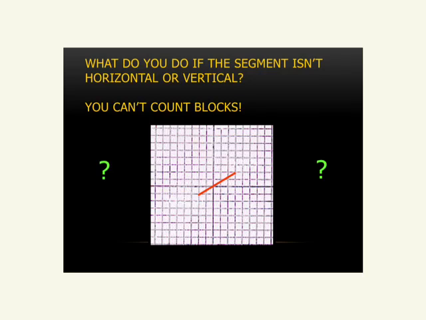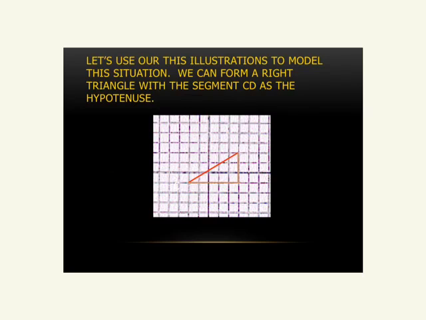So what do you do if the segment isn't horizontal or vertical? You cannot count blocks. So what would you do? Think about that for a second. Well, hopefully you came up with the idea that you could use the Pythagorean Theorem. Let's use our illustration here to model this situation. We can form a right triangle with a segment. If we drop a segment down and we drop a segment over, we can form a right triangle.